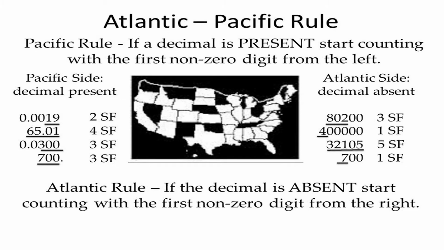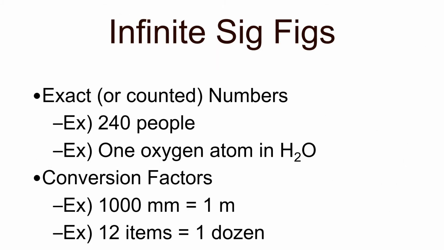So the Pacific rule states again that if a decimal is present, you can start counting with the first non-zero digit from the left, and this will help you tally up your significant digits. For the Atlantic rule, if the decimal is absent, you want to start counting with the first non-zero digit from the right. But then we also have this weird concept called infinite significant figures.